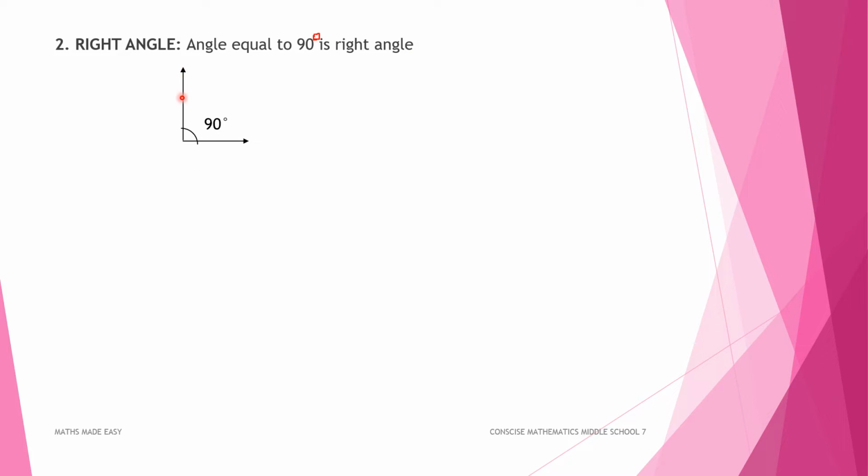See here, the two lines are meeting at a point, and here forms an angle. See, exactly straight, and even here it's exactly straight, and it has 90 degree. If you just use a protractor and check it, you will get 90 degree. Even here the angle will be 90 degree. You can just check it using a protractor.